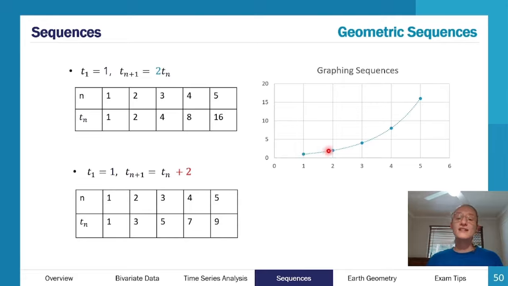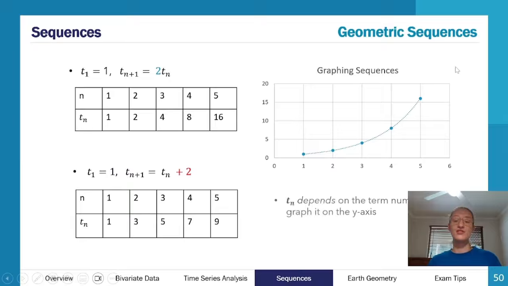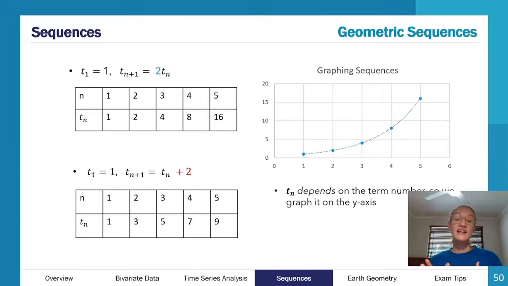You can kind of start to see it's forming that exponential curve or pattern. So again, we're multiplying every time. We're getting bigger by a certain factor, not just the same number. And again, our Tn depends on the term number. That's just getting into the formalities of why we graph n on this axis and Tn on this axis. As long as you remember to graph n on the bottom, that's awesome. That's all you need to make sure that you're doing.